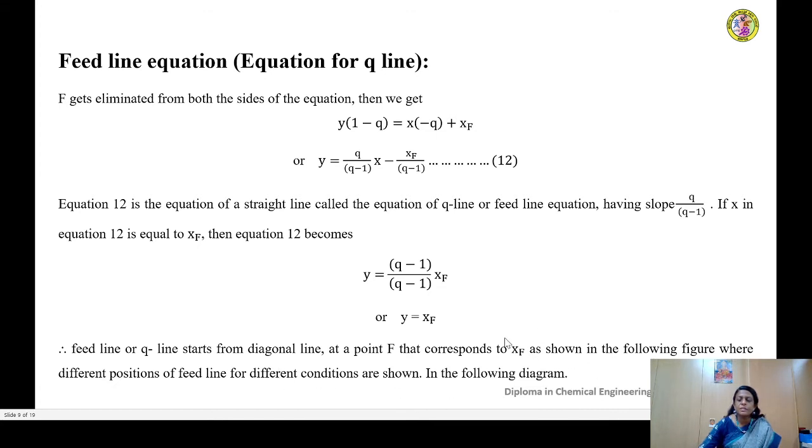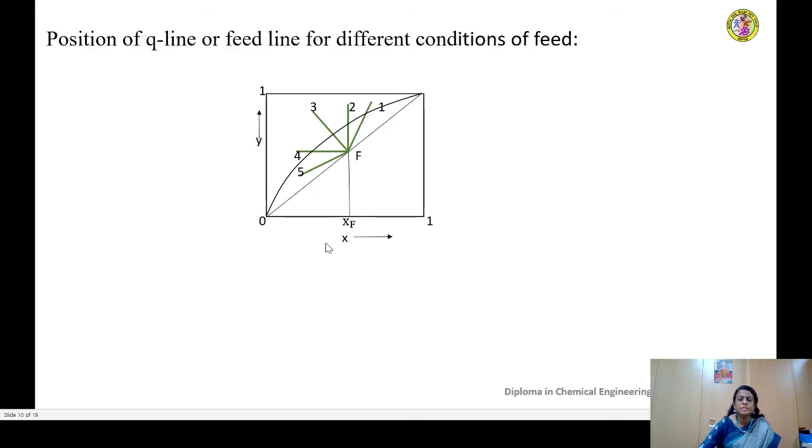The position of the Q line, as I mentioned already when we started our discussion, will depend upon the feed condition. That is what is shown in this diagram. The Q line starts from a point F on the diagonal line corresponding to the value XF. These are the various positions of the Q line for different conditions of feed. So let us now understand what line number 1 says, what line number 2 means. The first one: when the feed is a cold liquid, the Q value will be greater than 1.